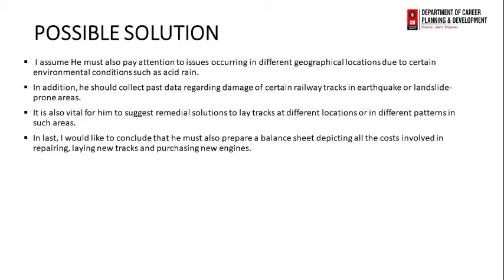Earthquakes, landslides, are they a part of the route of the trains? If that is the case, then that would also hamper the arrival or departure of the trains on time. So it is also vital to suggest remedial solutions to lay the tracks at different locations or in different patterns in such areas.